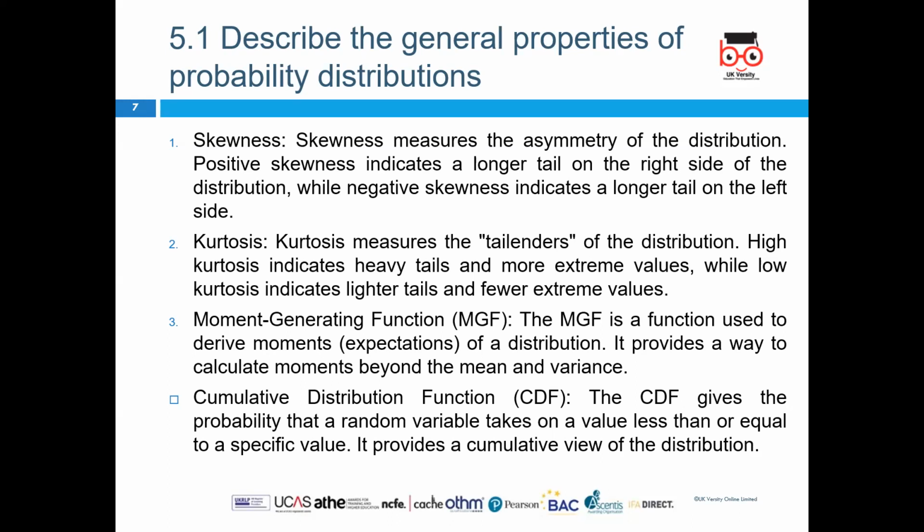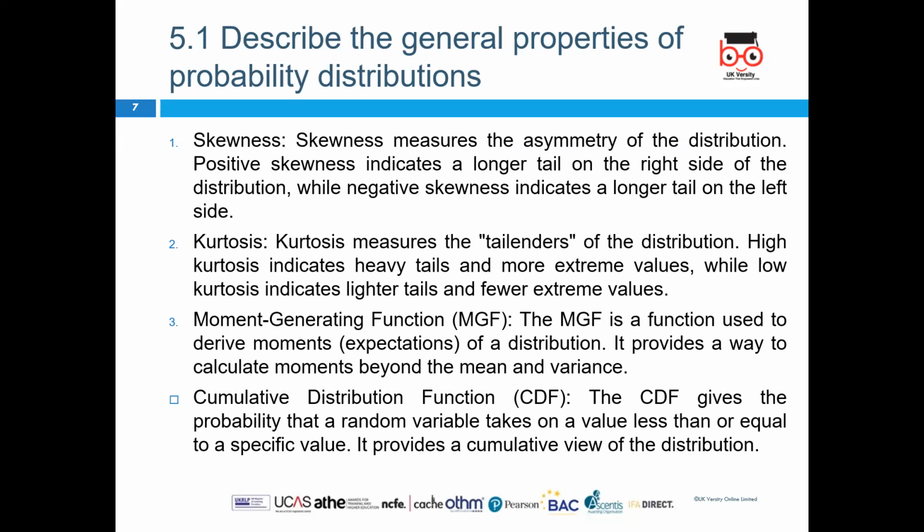Then you have the moment generating function. This is used to derive moments of a distribution. For example, it provides a way to calculate moments beyond the mean and variance. So it is a third statistical parameter which is used to measure the dispersion.